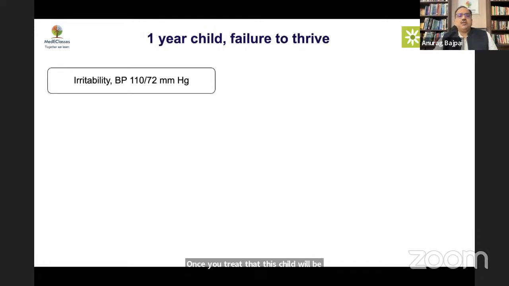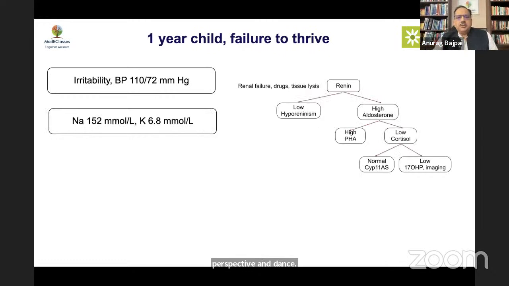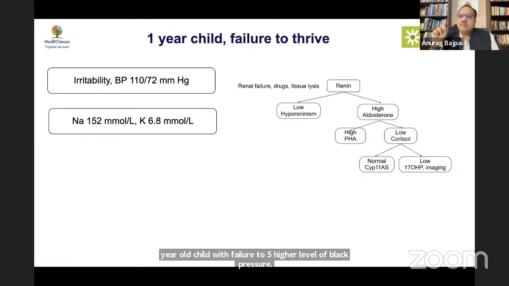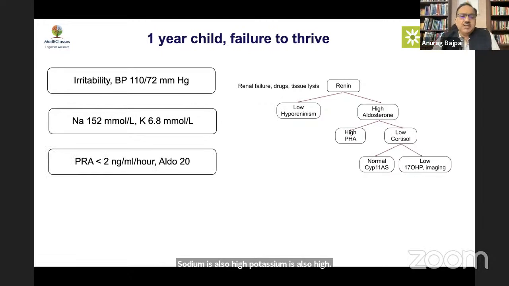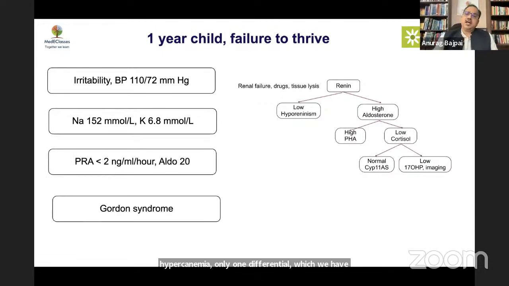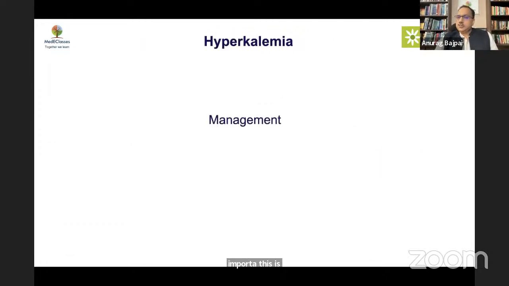1-year-old child with failure to thrive, irritability, higher blood pressure, sodium is also high, potassium is also high. So this is an unusual scenario of hypernatremia with hyperkalemia. Only one differential which we have discussed: renin and aldosterone are on the lower side. This is classically a problem in the sodium chloride symporter. This is the opposite of Gitelman syndrome. This is Gordon syndrome, which we discussed.